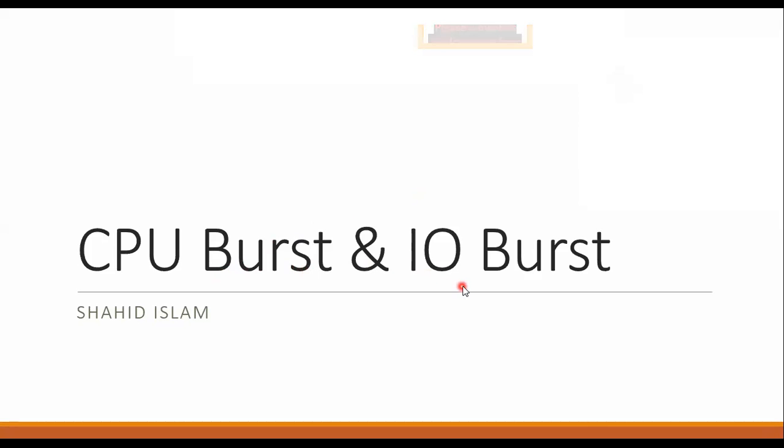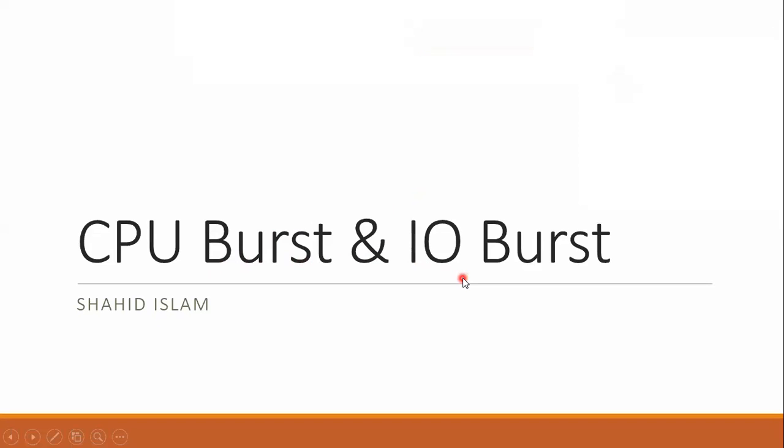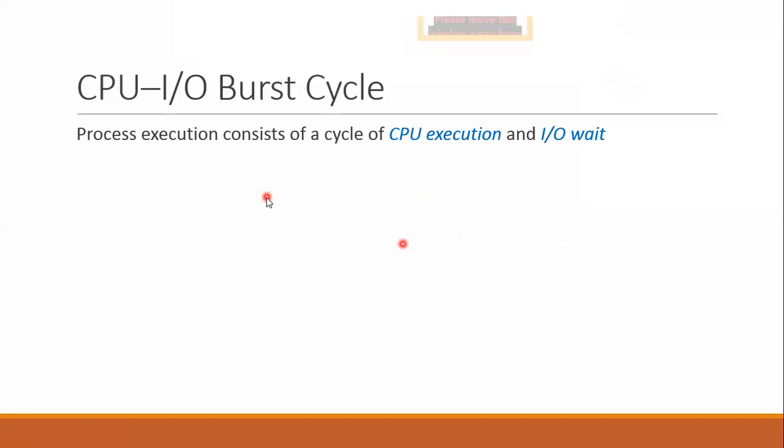CPU burst and IO burst. Process execution consists of a cycle of CPU execution and IO wait. This means process execution has two stages: CPU execution stage and IO wait stage.